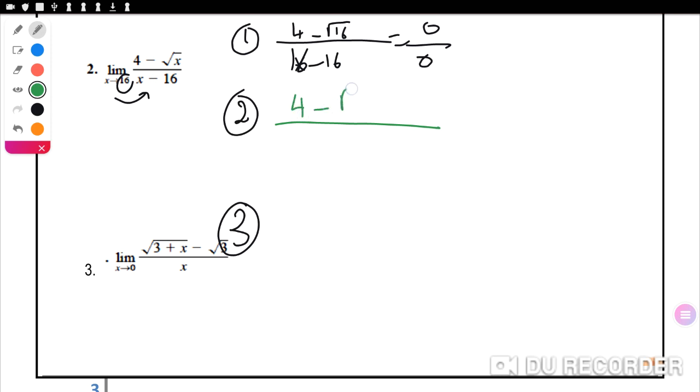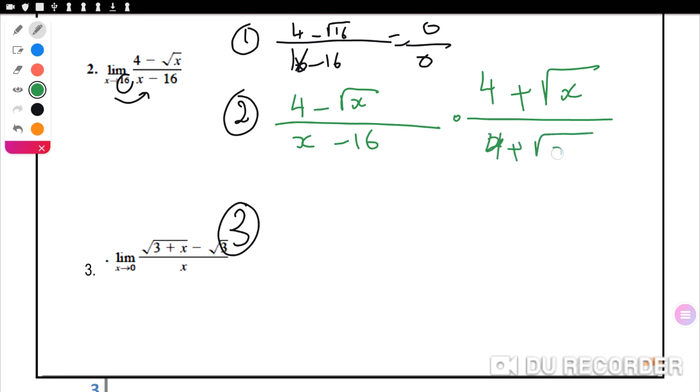in which we multiply both numerator and denominator by what? The conjugate of the expression which is not polynomial, which is here the numerator. Multiply both numerator and denominator by the conjugate. 4 here plus instead of minus, I just change the sign between these two terms. Over x minus 16, 4 plus square root x. I have to multiply both numerator and denominator by the conjugate.